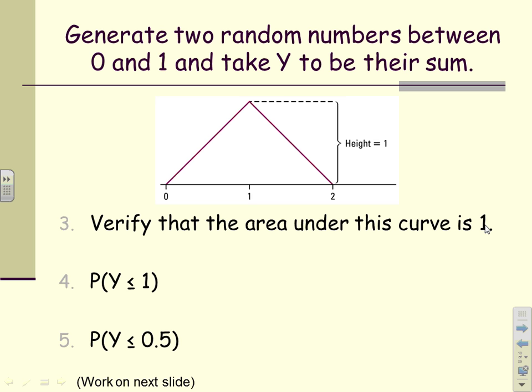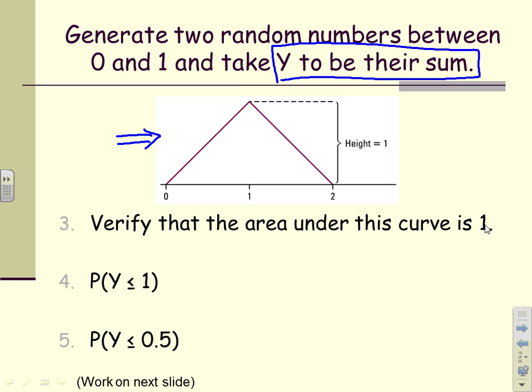Let's say we had a different density curve, and this one in particular is, say, generate two random numbers between 0 and 1 and take y to be their sum. That's what gives us this triangular shape here. And if you think about that, well, it's the same idea as if you were to roll 2 dice and take their sum there.